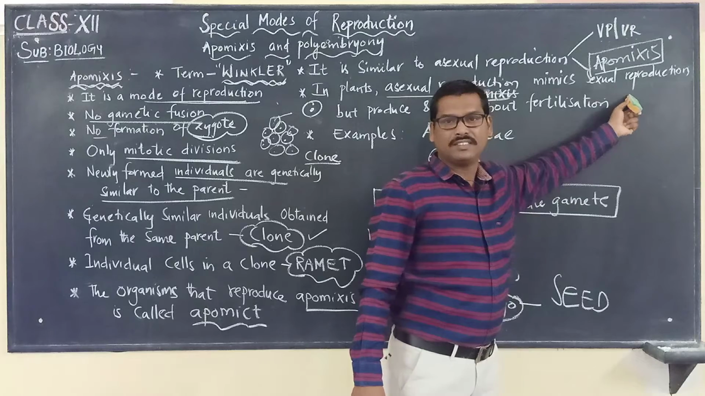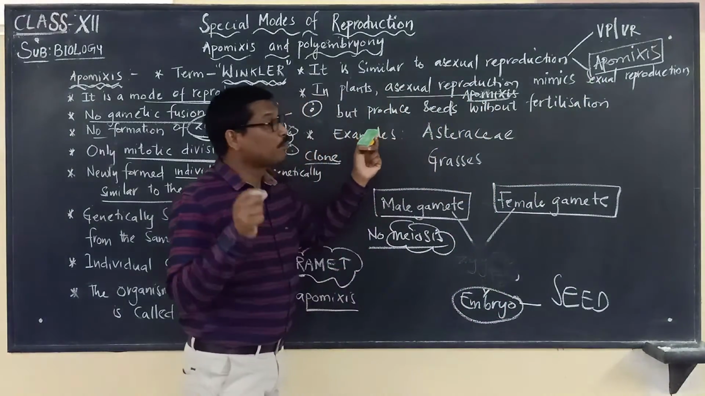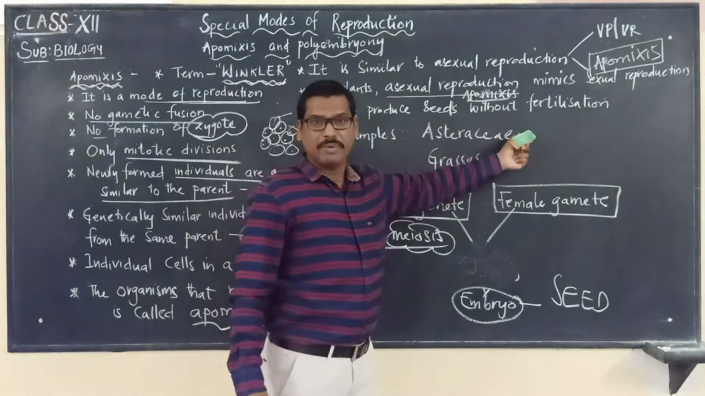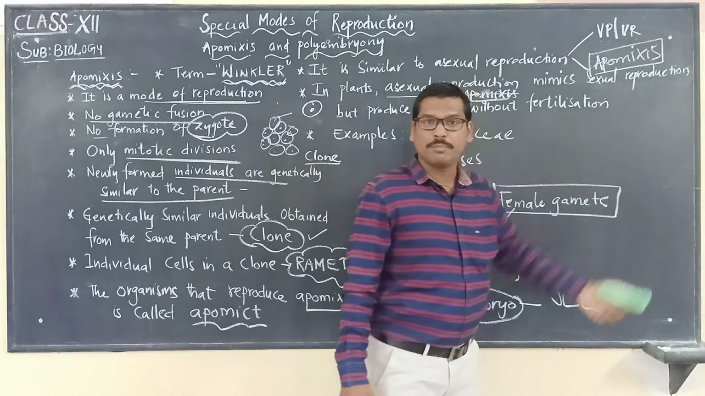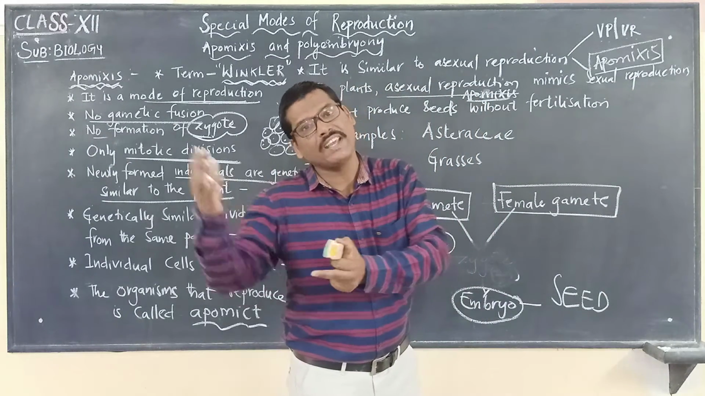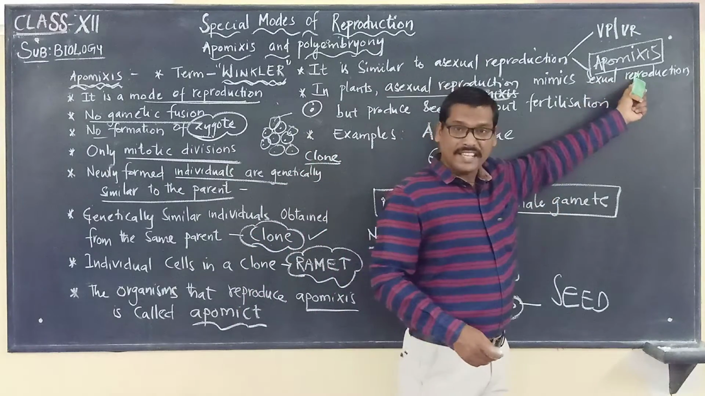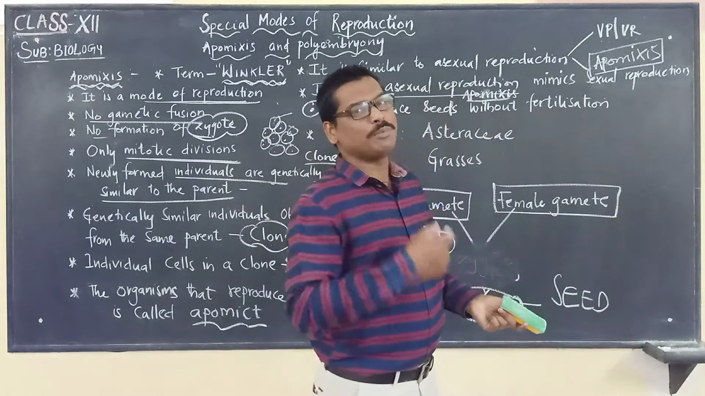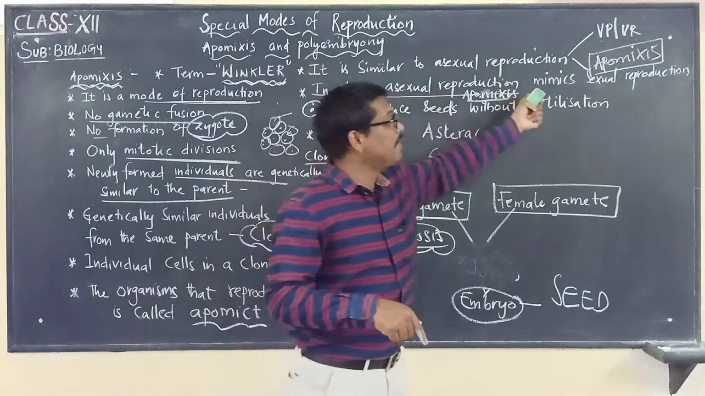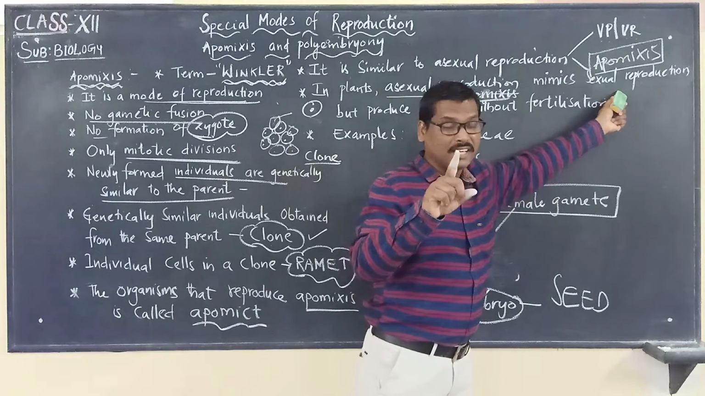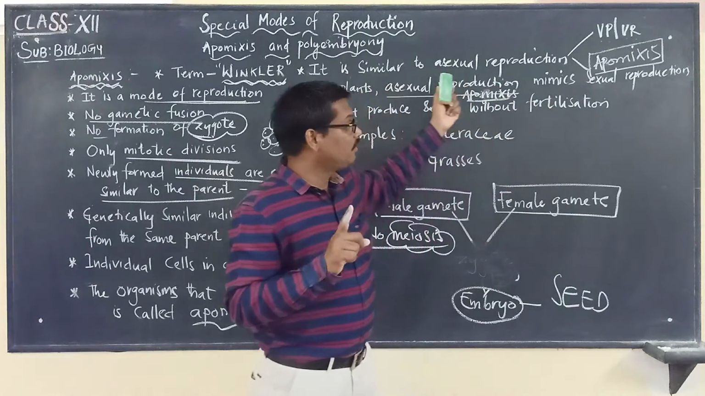Sexual reproduction. It mimics sexual reproduction but produces seeds without fertilization. Means what? Apomixis is exactly like the sexual reproduction, or it is mimicking the sexual reproduction in what? In producing the seeds. Because what we said, in sexual reproduction, what will be produced? Seeds will be produced. So what we are saying here, even asexual reproduction mimics sexual reproduction. But here, it is producing the seeds without fertilization.